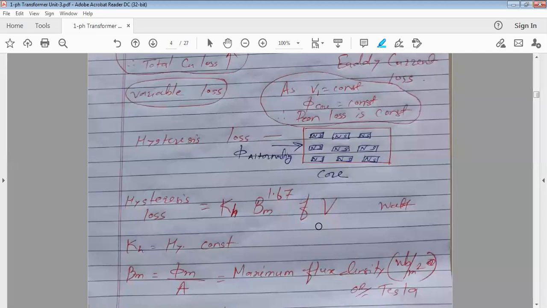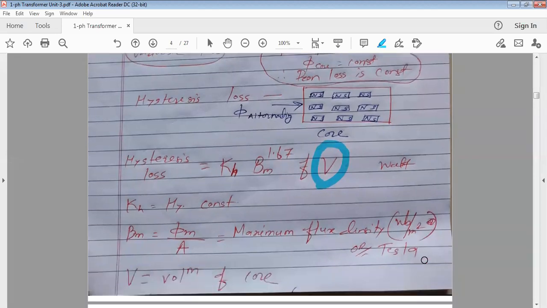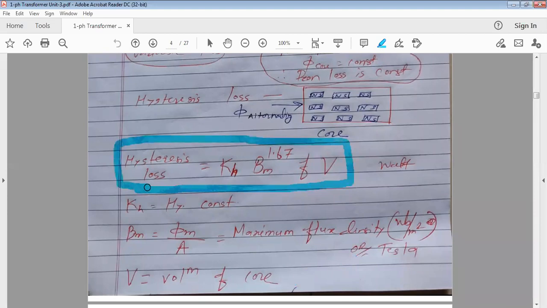Okay, and what do you think here? Capital V, it is related to core. So what is it? Volume. Volume of core. Okay, so this is the formula for hysteresis loss. Unit is watt. MCQ question you will get asked on this.